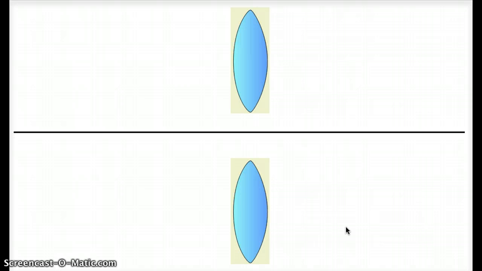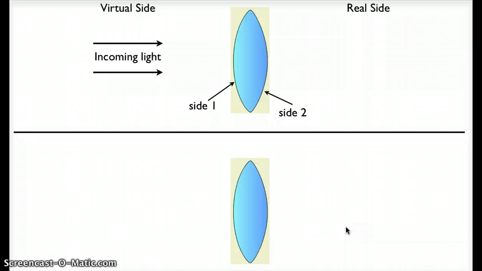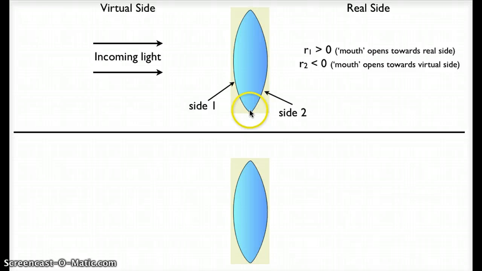Now let's look at our classic example of converging lenses. Again, I have to start by picking a side for light to come in from. So if light comes in from the left, the left side of the lens is side 1, the right side of the lens is side 2. The left side of our diagram is virtual, the right side of our diagram is the real side. In this case, side 1, here is my mouth. It is opening towards the real side, so R1 is greater than 0. Side 2, the mouth opens towards the virtual side, so R2 is less than 0.